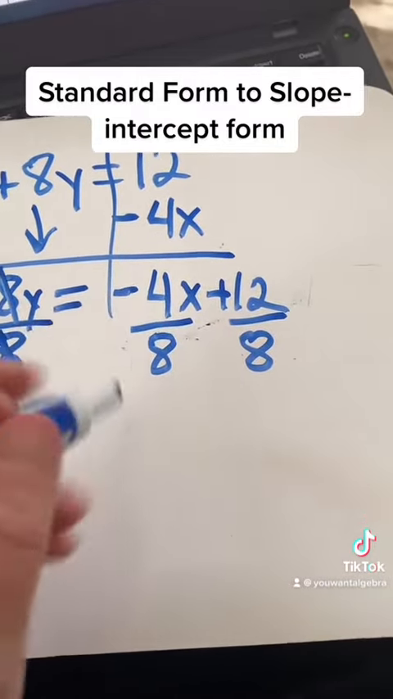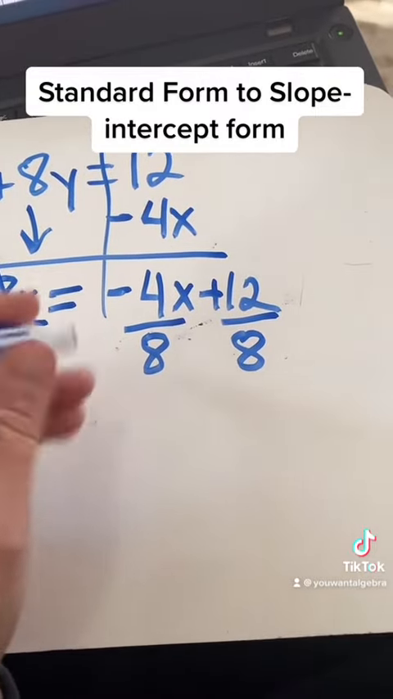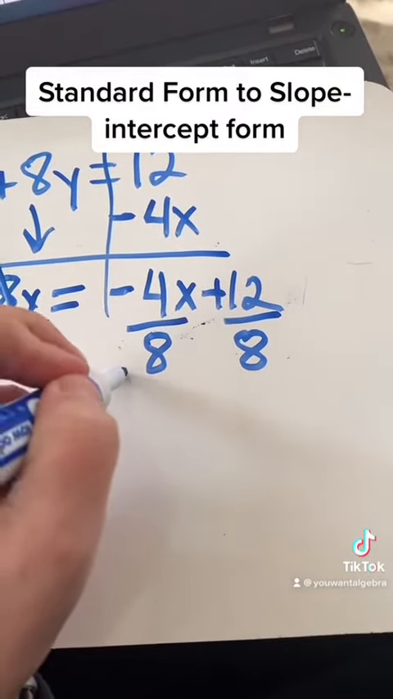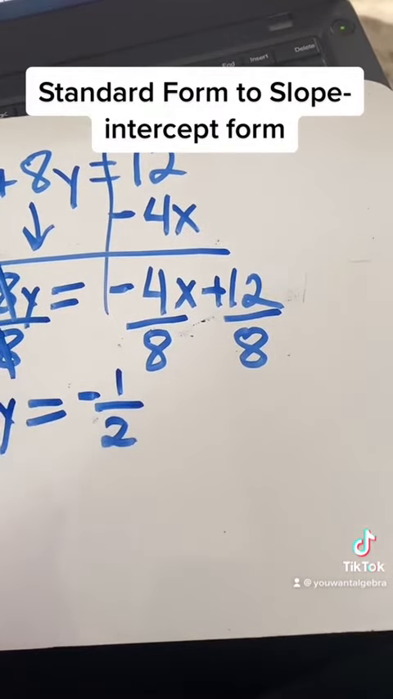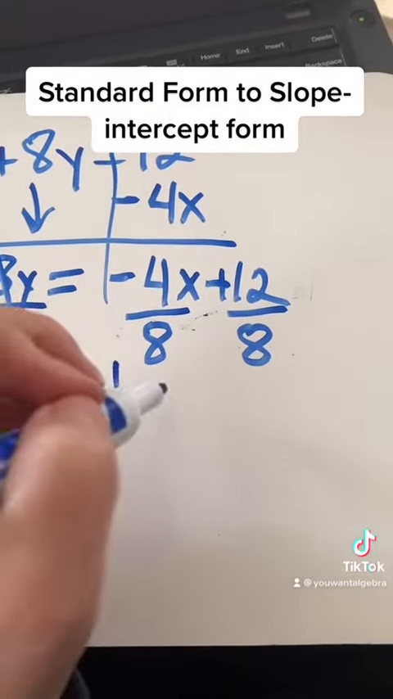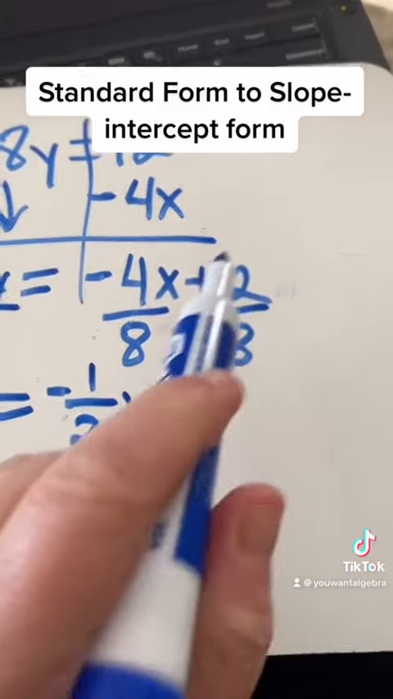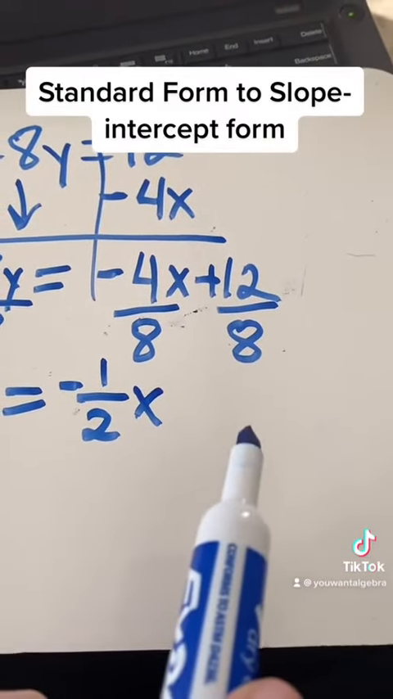So -4 goes into itself once, and so we're going to end up with a negative. And it goes into 8 twice. And we have x. And then we can simplify this down a little bit further.